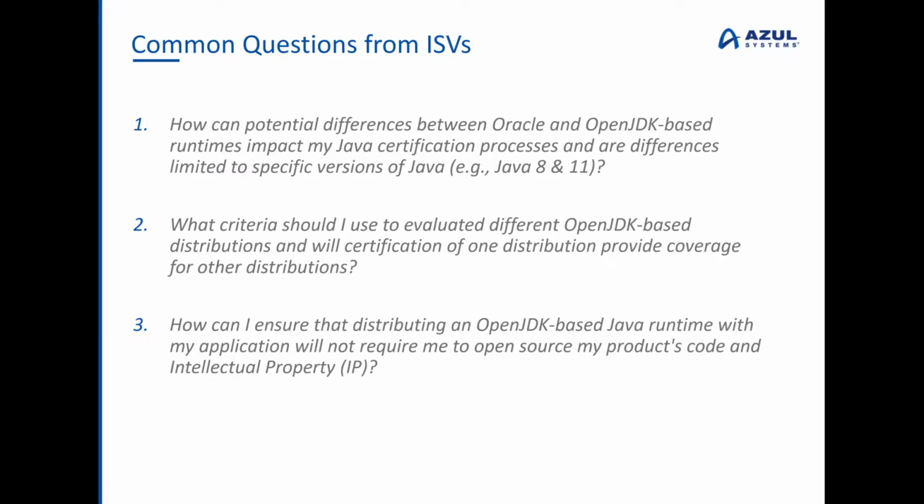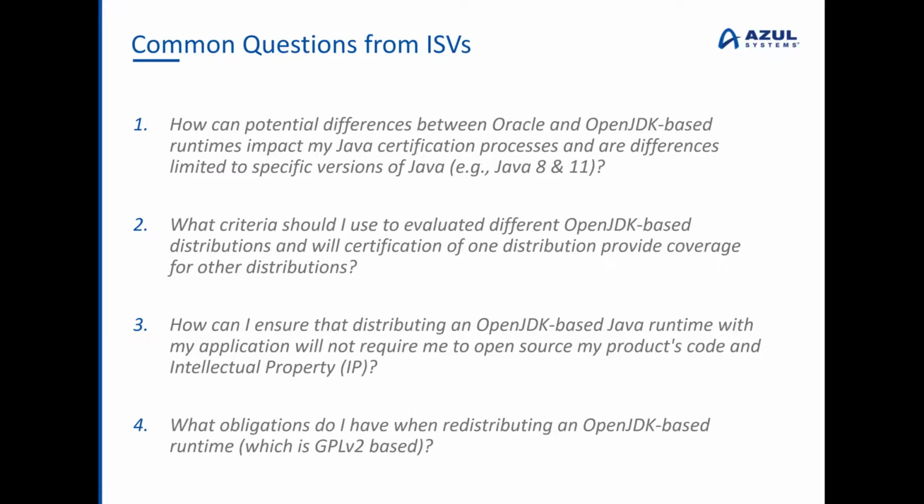It provides a great out-of-the-box experience for their customers, but there are implications that you need to carefully consider when embedding a Java runtime. And we'll talk about this when we get into a little bit of the licensing of the OpenJDK project and things you need to consider. And lastly, for ISVs that intend to embed or redistribute, what obligations do I have when I redistribute? Particularly because the predominant license of OpenJDK is GPL v2. So those are common questions I get.